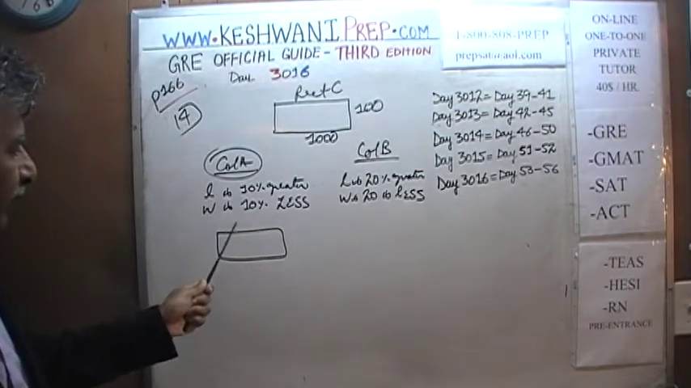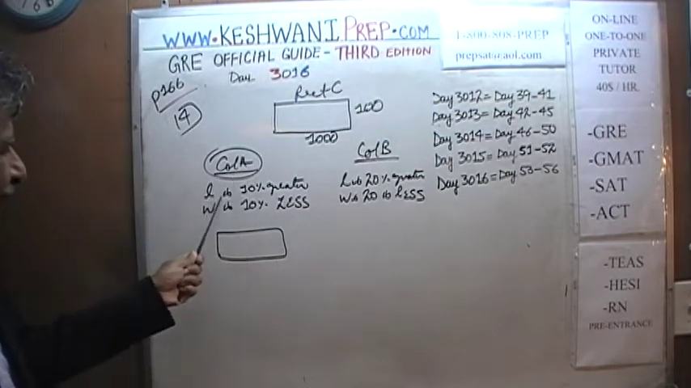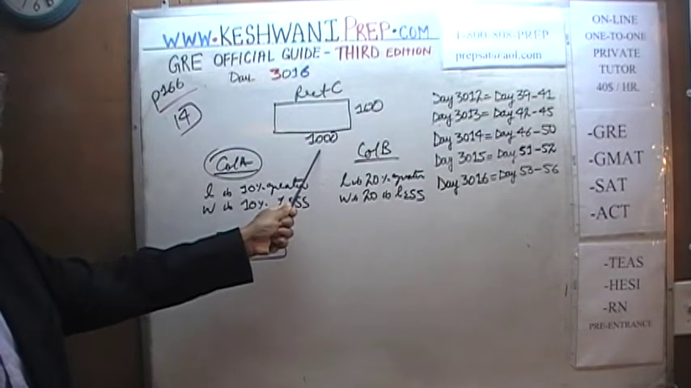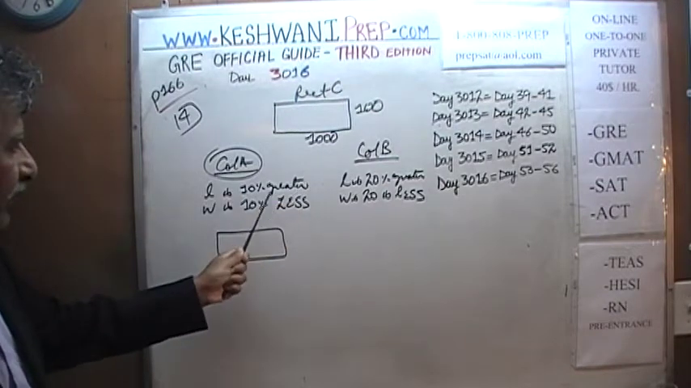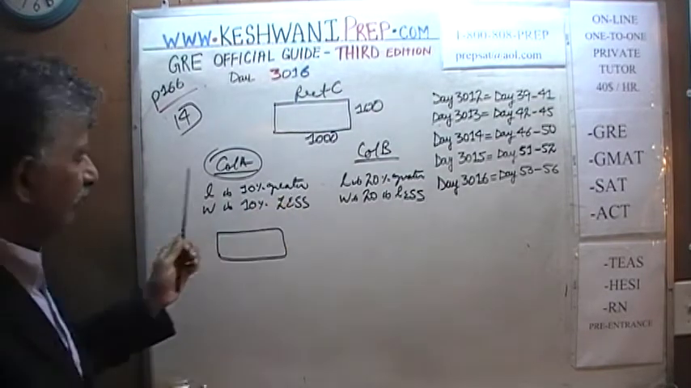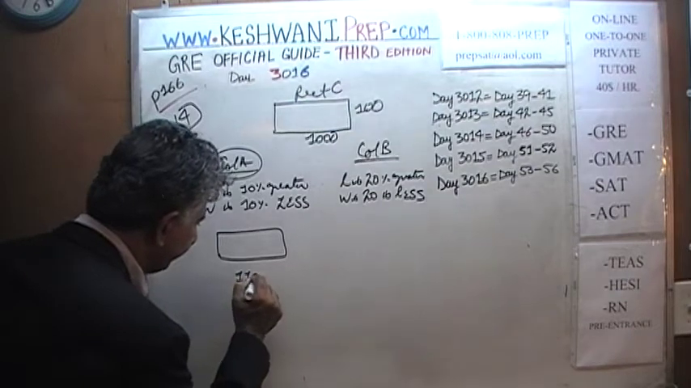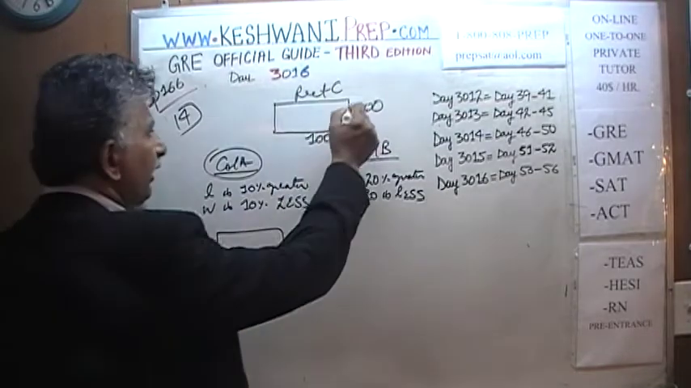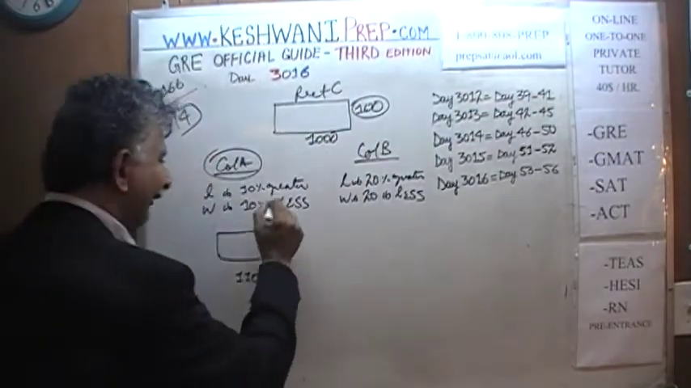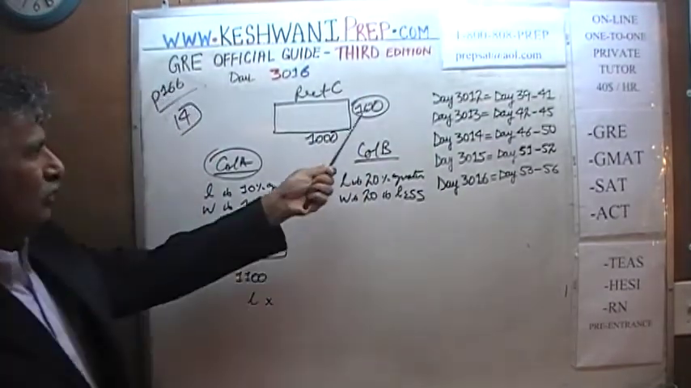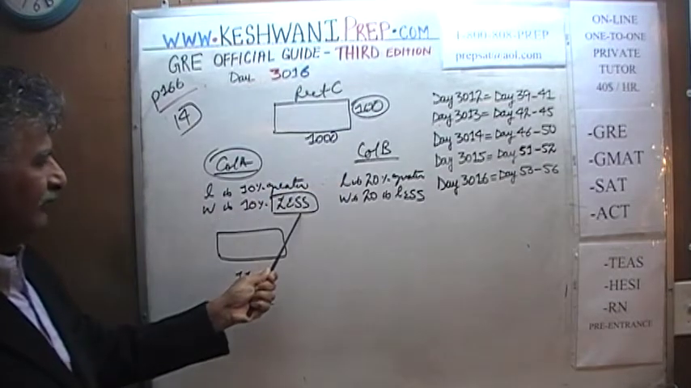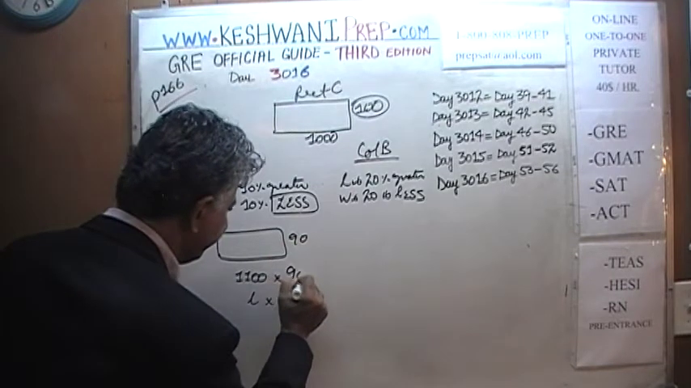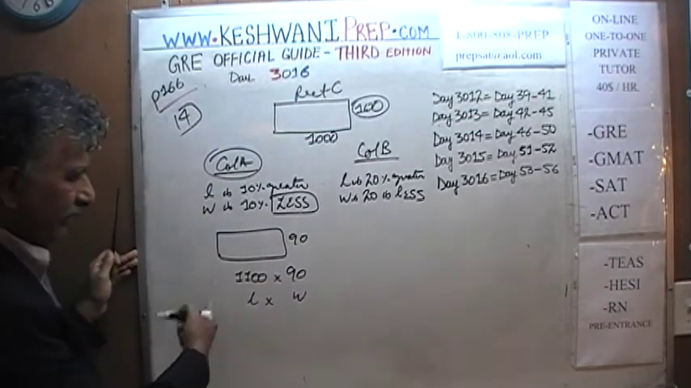Keep in mind that this is rectangle A, the length is 10% greater than this rectangle, our point of reference. 10% of 1000 is 100. So if you increase it by 10%, it becomes 1100. This is your length. And the width was 100, but it is 10% less, so it's going to become 90. This is the width. That's the area of rectangle A.